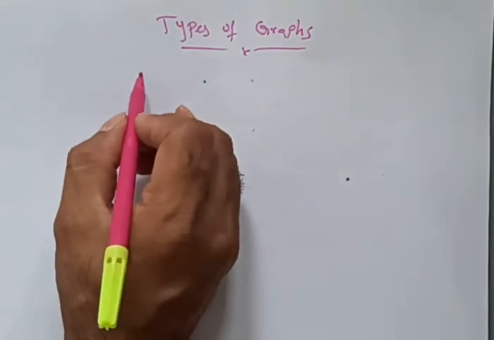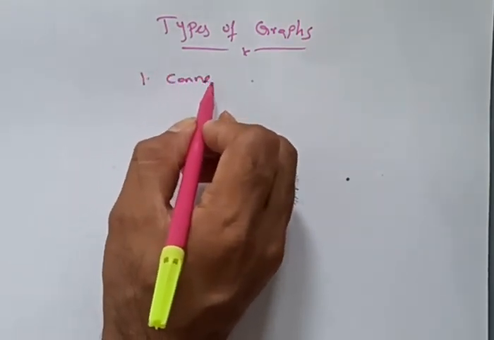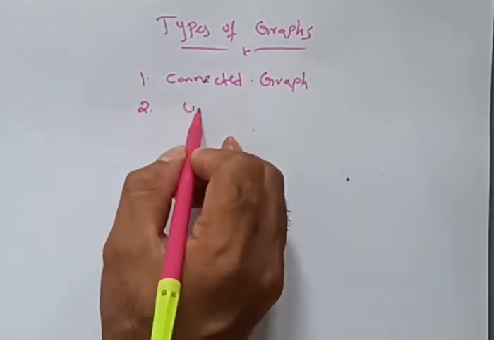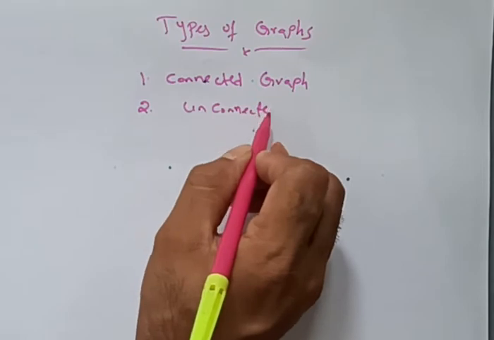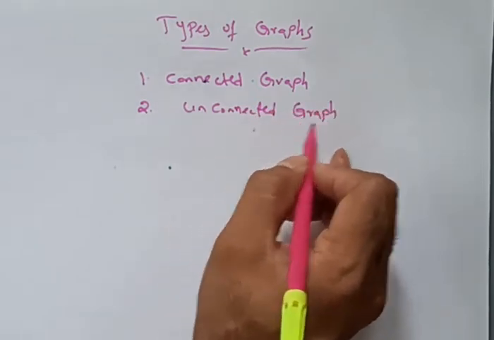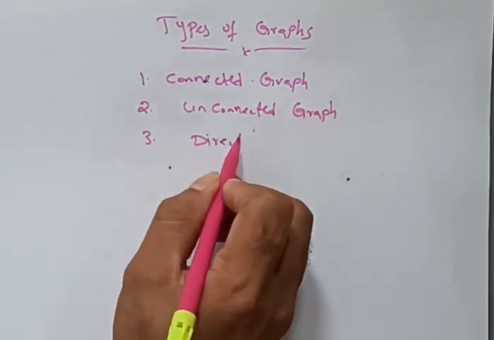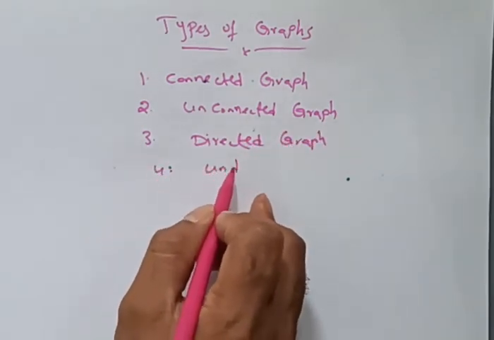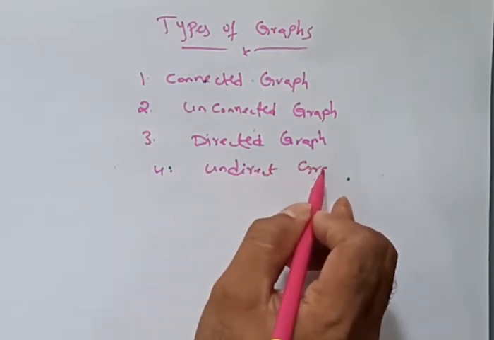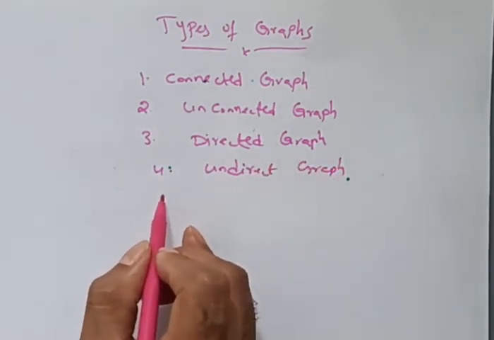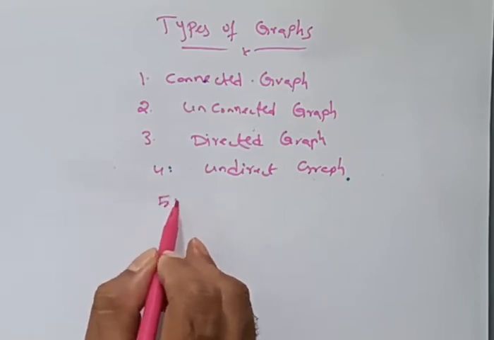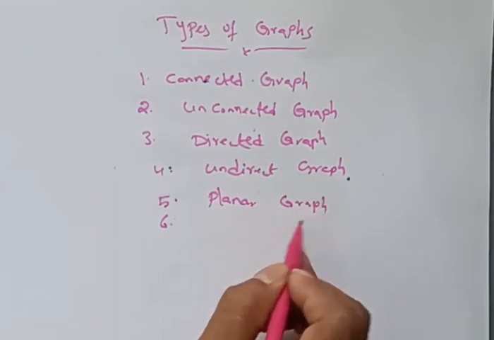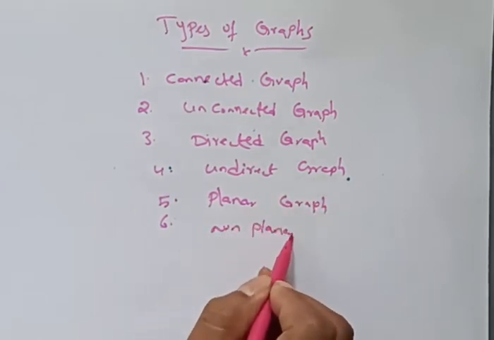So here we have the 4 types of graphs. First one is connected graph, and second one is unconnected graph, and third one is directed graph, and fourth one is undirected graph. And we can go to further classification of the graphs like planar graph and non-planar graph also. Planar graphs and non-planar graphs.